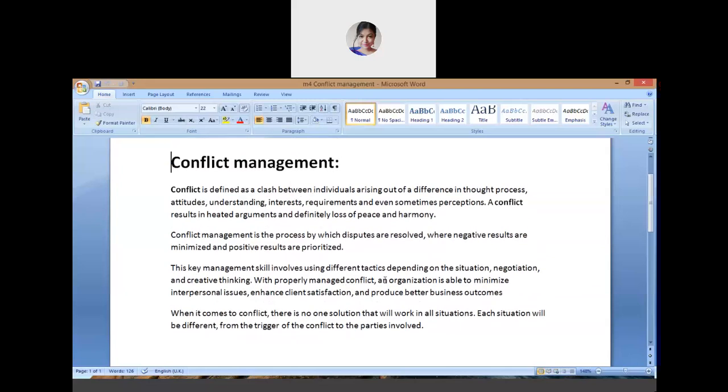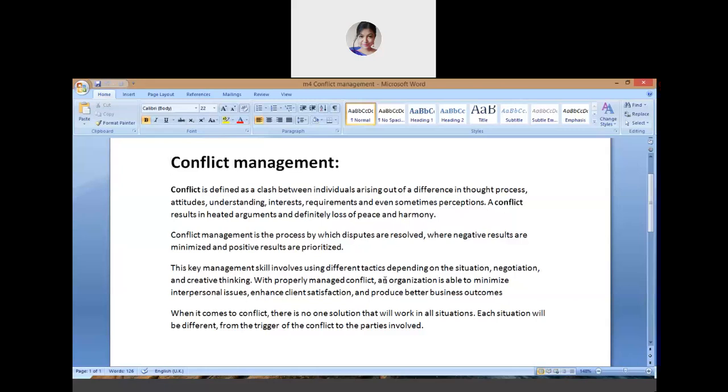So conflict is a part of almost everyone's life and all organizations, because of the differences in opinions. Conflict is something that is very common, and because conflict is very common, there are certain techniques that are used in order to resolve conflicts. The key management skills involve using different tactics depending on the situation, negotiation, and creative thinking.